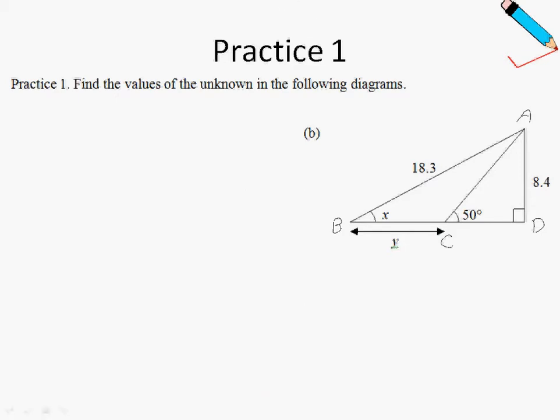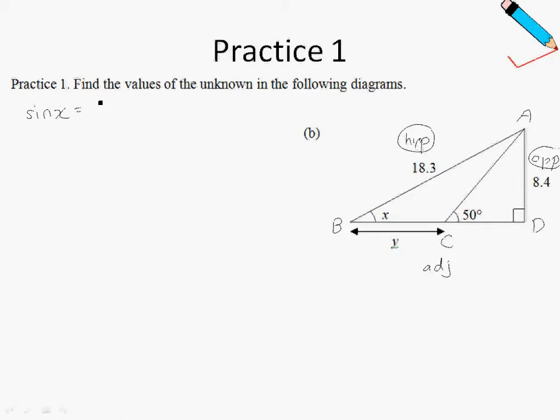Okay, welcome back. In practice 1B, we will solve for angle x first. So how do we do that? If you stare at triangle ABD with me, with respect to angle x, this will be my opposite, BD will be my adjacent, and BA will be my hypotenuse. Since I'm given the hypotenuse and the opposite, I will be using the sine of angle x.